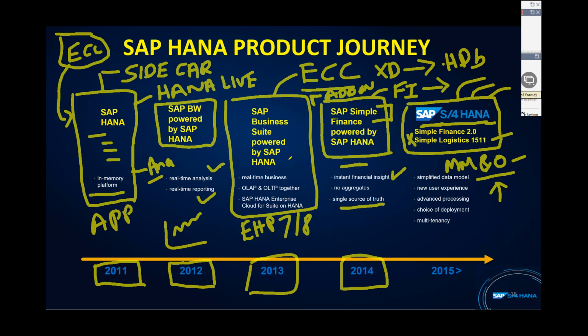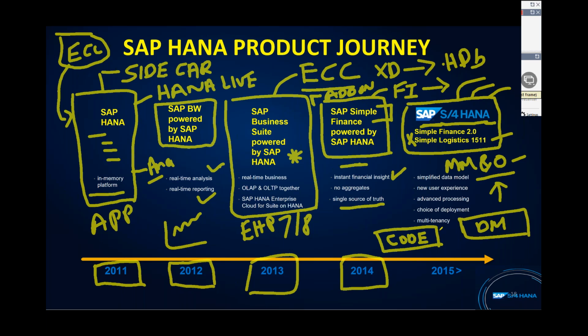Now this S/4HANA is a major change. It's a huge change compared to here because we are talking about simplifying a data model. When we talk about simplifying the data models, it looks very simple terminology. But if you are changing your data model, it means all of your current programs, all of your current coding, you need to change because our old code supports our old data model.